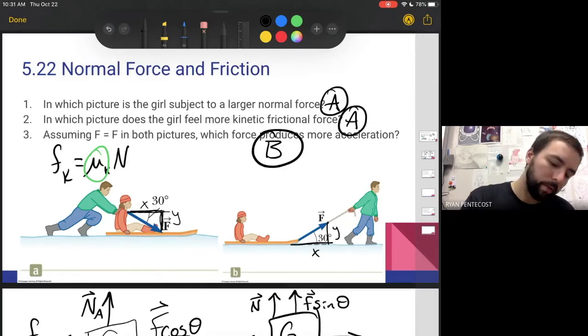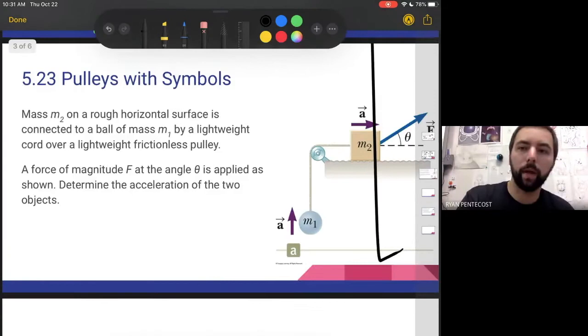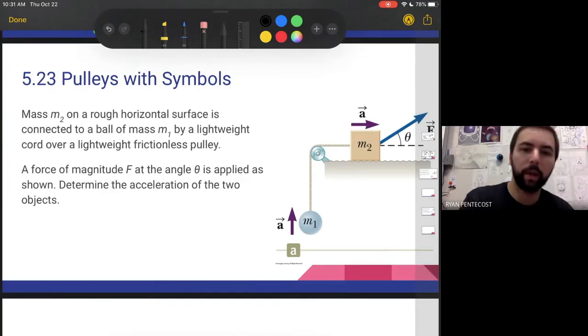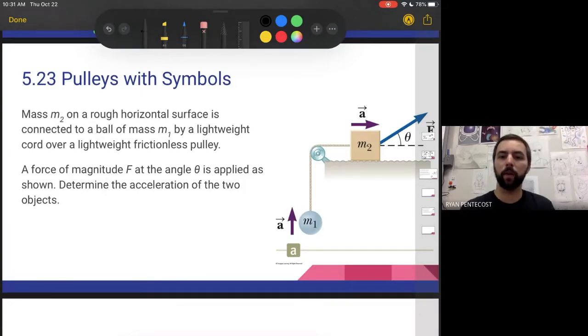Okay, now for our next problem, a pulley with symbols. Now, mass M on a rough horizontal surface is connected to a ball of mass M1 by a lightweight cord over a lightweight frictionless pulley. A force of magnitude F at the angle theta is applied as shown. Determine the acceleration of the two objects.